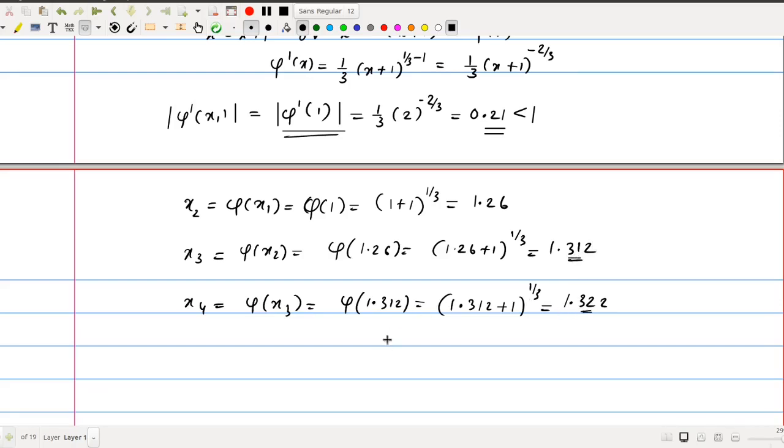And next we write x5. What is x5 here? That is phi of x4. You can get the value of this as 1.324, and you compare this with this, then you can get that those two values are the same. Then you can get 1.32. These two values are the same. Then x5 is the root of the equation, 1.32 is the root. So this is the way we evaluate the root of the equation using the iteration method.